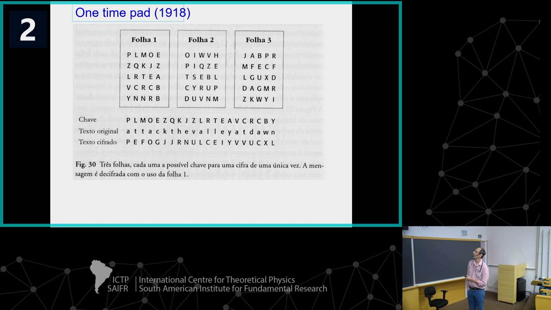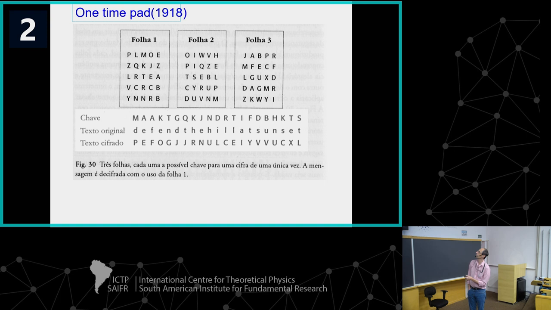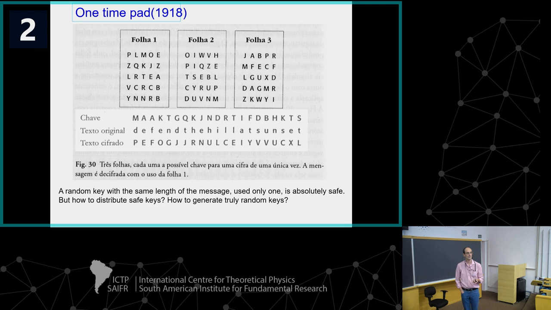And how do you decode it? You have to use the right key for decoding and repeat the process. If you use a wrong key, you can even get a different message from the same text. So we'd be sending a wrong message of defend the hill at sunset. The fact that this key is used only once and is random assures that the message is secure.